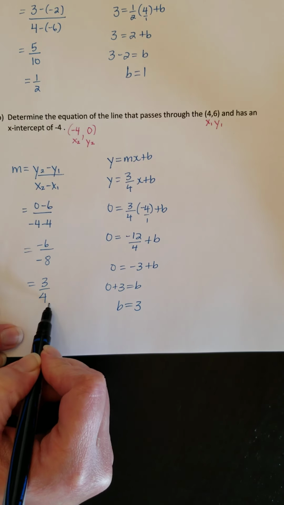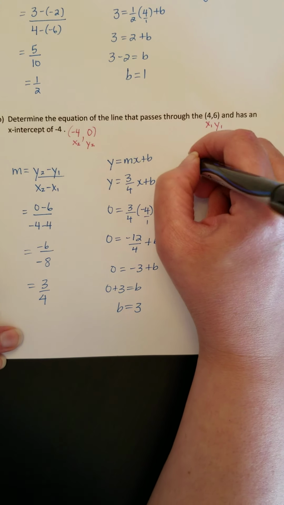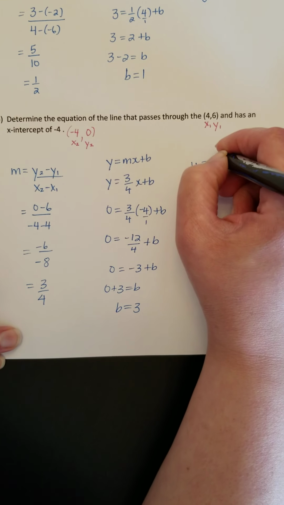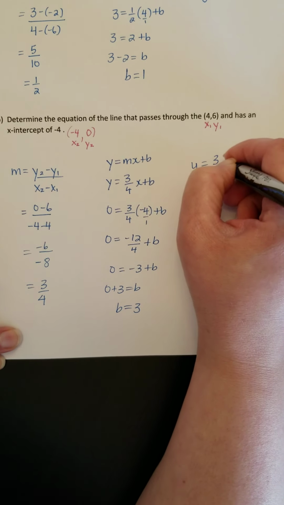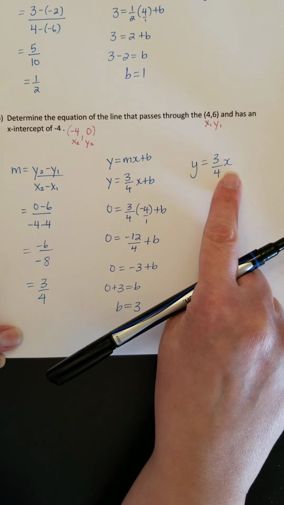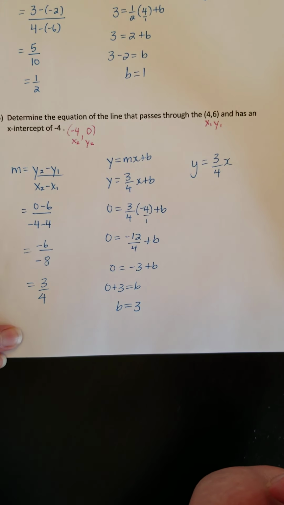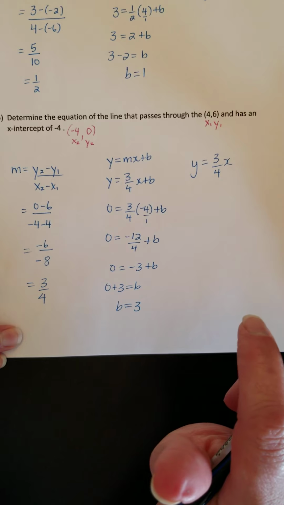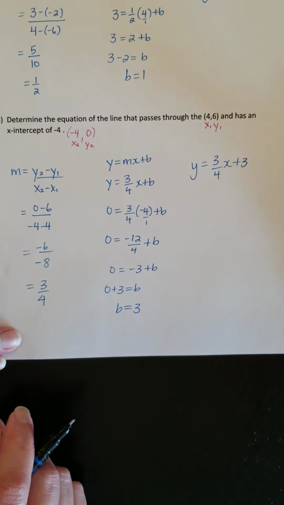So I've got my m value, I've got my b value, and the last step is just to write the equation. So I know I have y equals m is 3 over 4. Keep that x there. That's a common one for people to somehow just forget to write the x. I think you're so wrapped up in find your m and find your b. And then plus 3 because my y-intercept is 3. That's it.